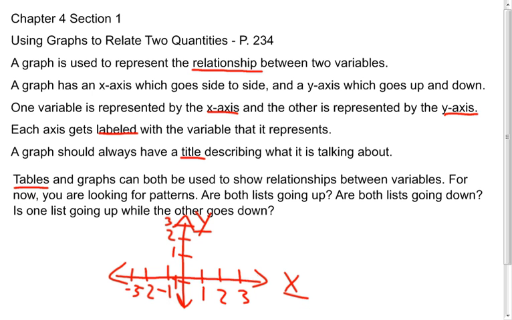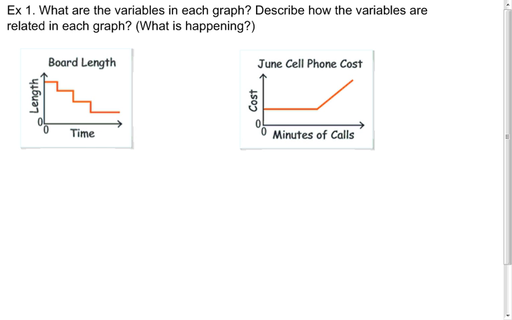Okay. First two example problems. What are the variables in each graph? You remember you had to label what the variables were in each problem. And then it says, describe how the variables are related. Okay? First of all, these words over here on the side, those are the labels that tell me what the variables are in this graph. So in this graph, we are comparing length of a board, if you look at the title, and time.